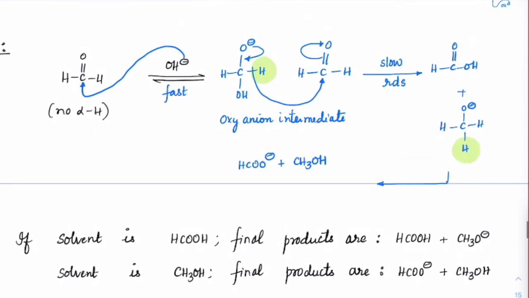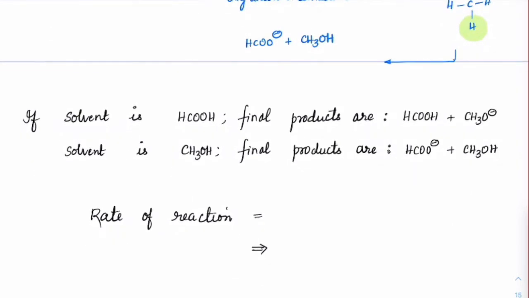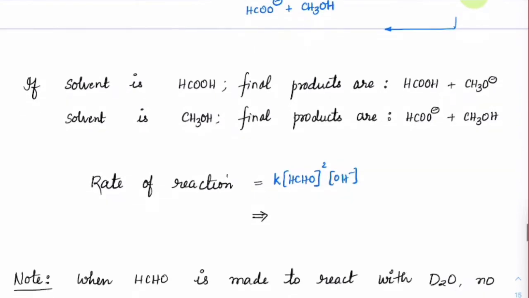Check out the rate now. Because this is the slow step, there are two reactant molecules involved as well as one OH minus involved before that slow step. So what would be the rate of the reaction? The rate of the reaction would be some constant times [HCHO] squared times [OH minus]. So the order of the reaction is 3. It is a third order reaction.